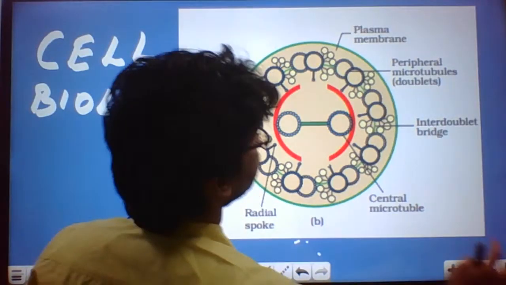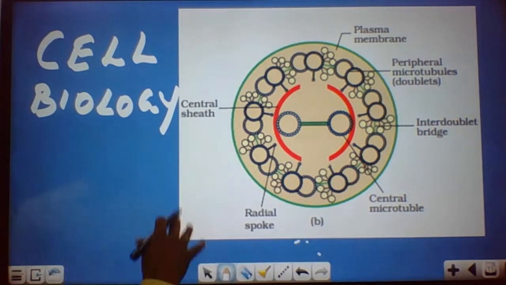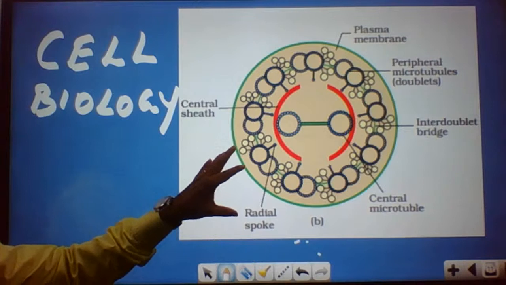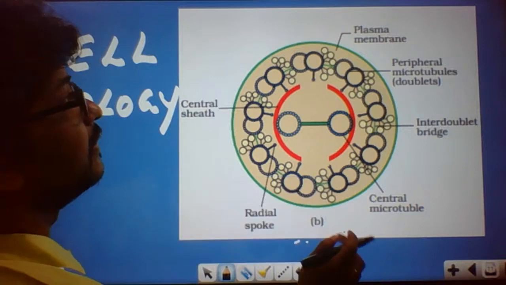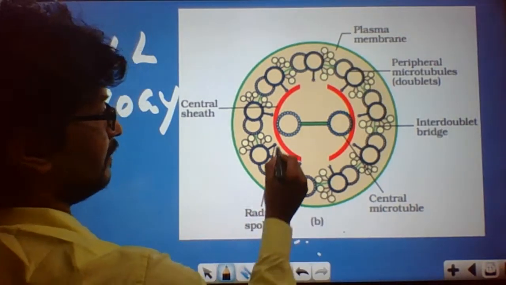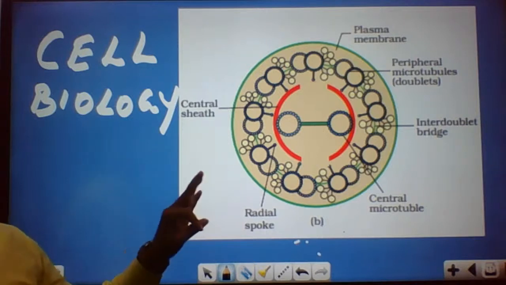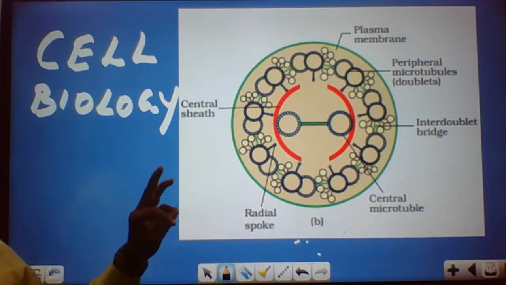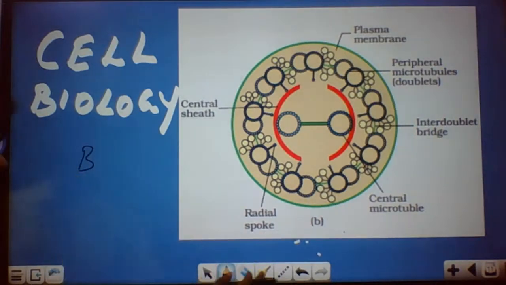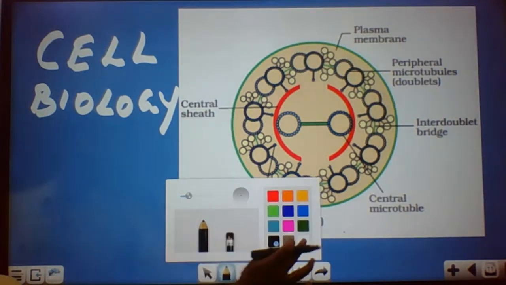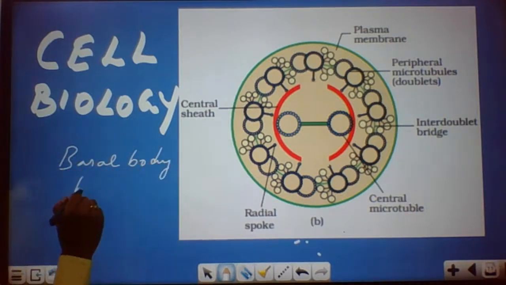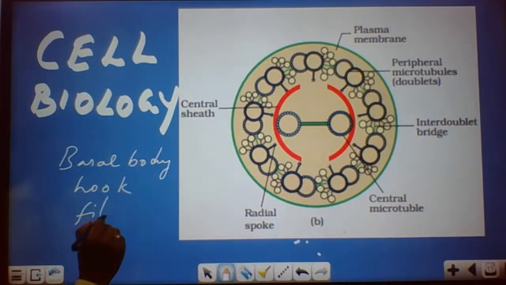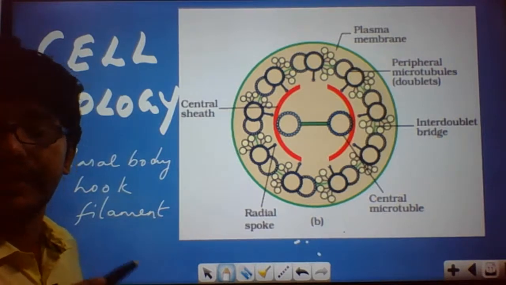So this image tells you about cilia and flagella. As for cilia and flagella, you could see we have the plasma membrane and the radial spoke. I told you there are three important regions that you could see, right? What are the three regions? Basal body, hook, and filament.